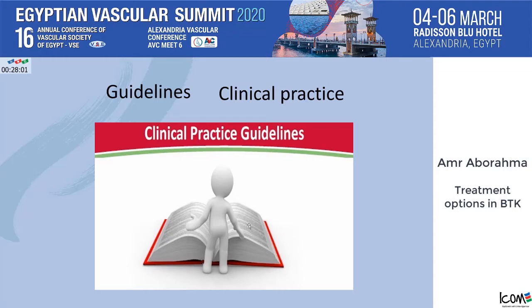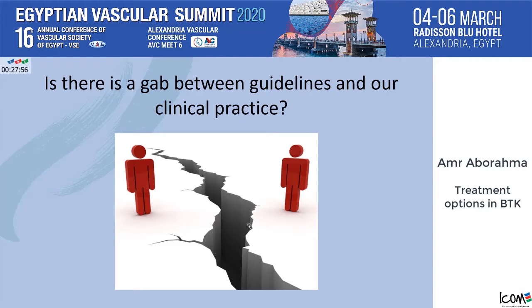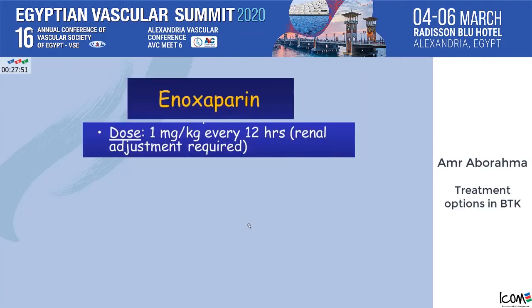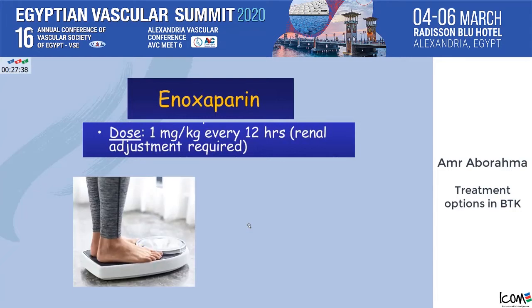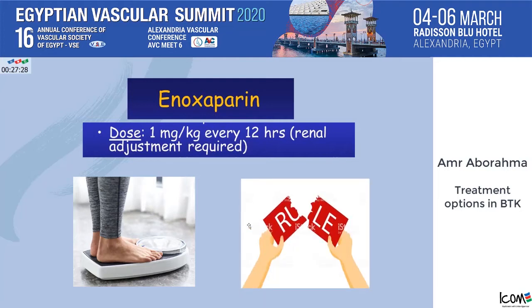Let's get back to our subject of today, guidelines and clinical practice. Is there a gap between guidelines and our clinical practice? I will give an example. Enoxaparin is one of the most prescribed drugs by vascular surgeons, known to everyone. But let's ask, how many of us really calculate the body weight and prescribe the exact dose? I think most of us don't do this. So we are breaking a simple rule of dosing of the drug.